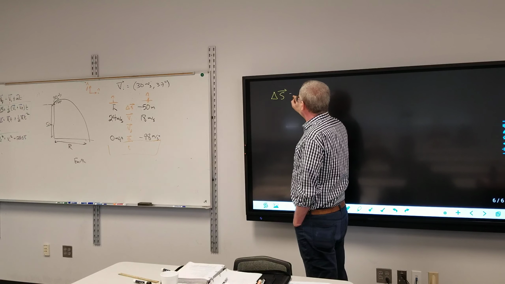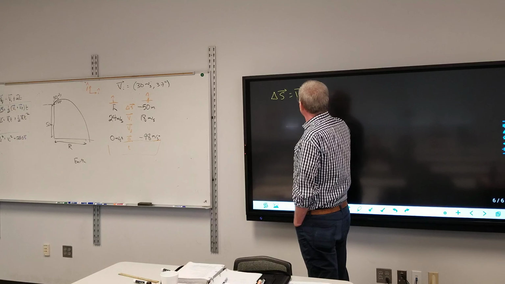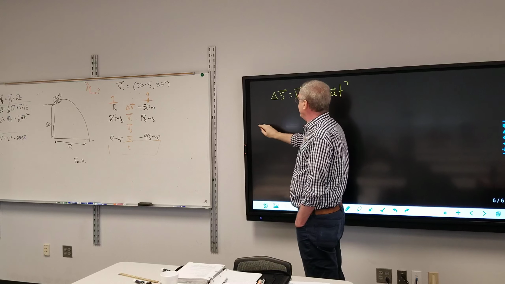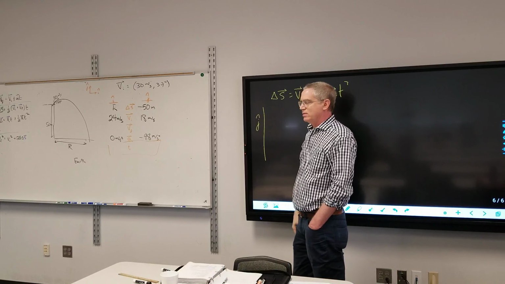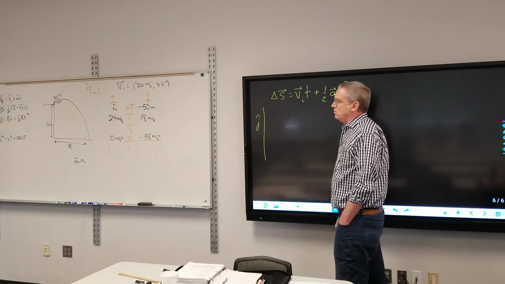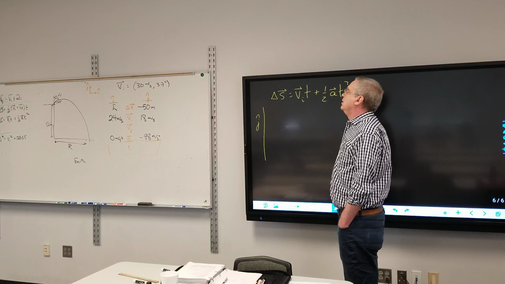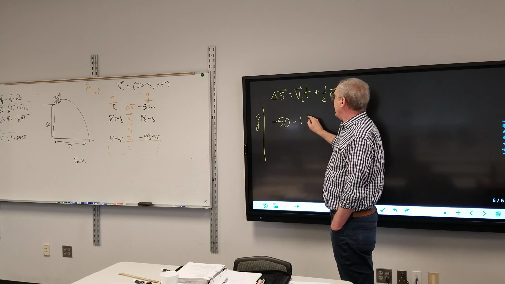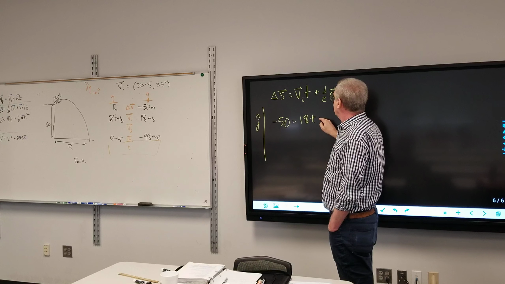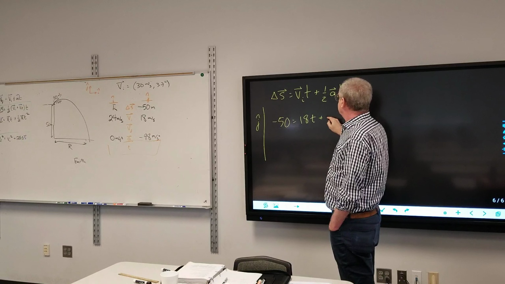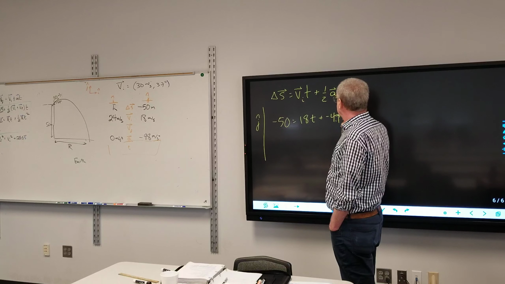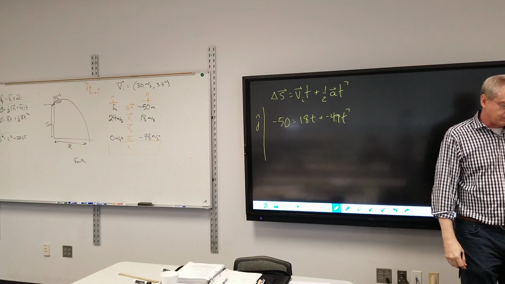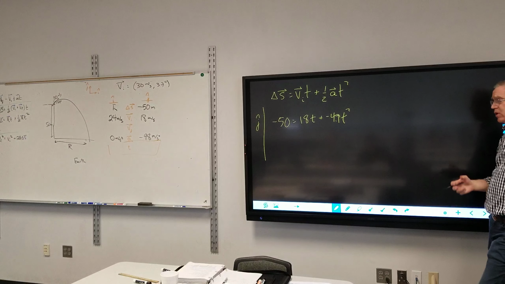Delta S equals V_i t plus 1/2 a t squared. We are plugging in the j-hat information. Please do not mix and match. Negative 50 is equal to 18t plus negative 4.9 t squared. I went ahead and did the 1/2 a. It is a quadratic equation.